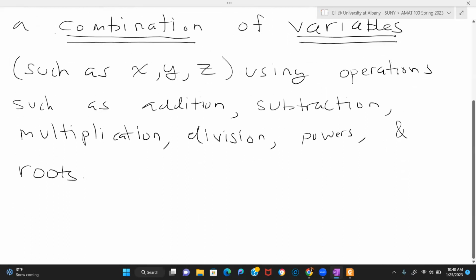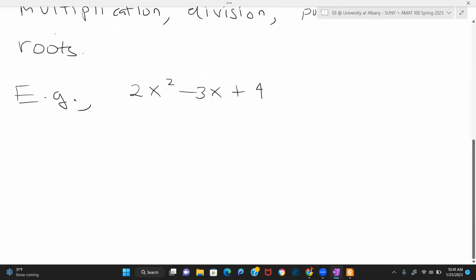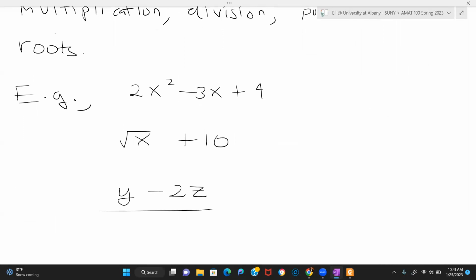So for example, the following are algebraic expressions. So this is an algebraic expression. This is also, and something like this is also an algebraic expression.